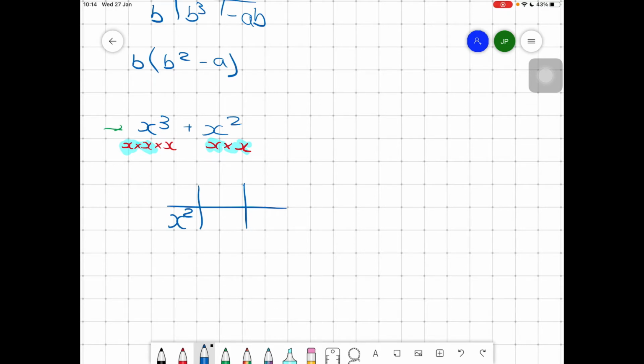X squared is almost a better version of the highest common factor, but in terms of letters rather than numbers, because it's a higher power of x.